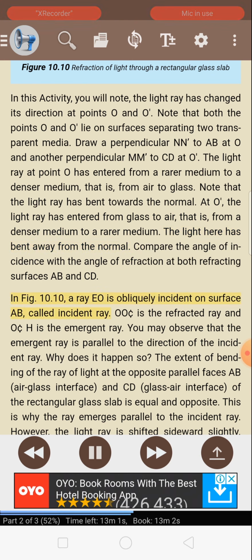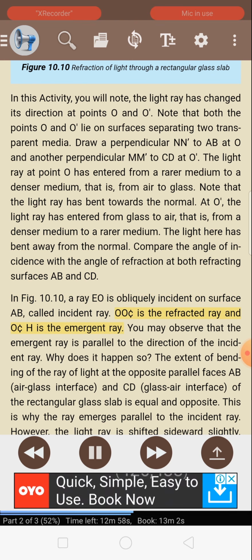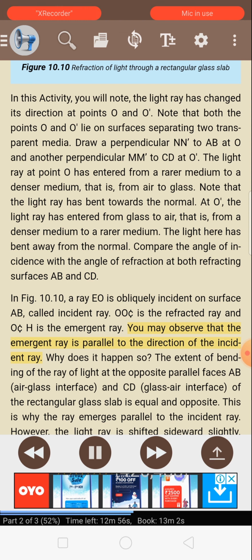In figure 10.10, a ray EO is obliquely incident on surface AB, called the incident ray. OO' is the refracted ray and O'H is the emergent ray. You may observe that the emergent ray is parallel to the direction of the incident ray. Why does it happen, sir?